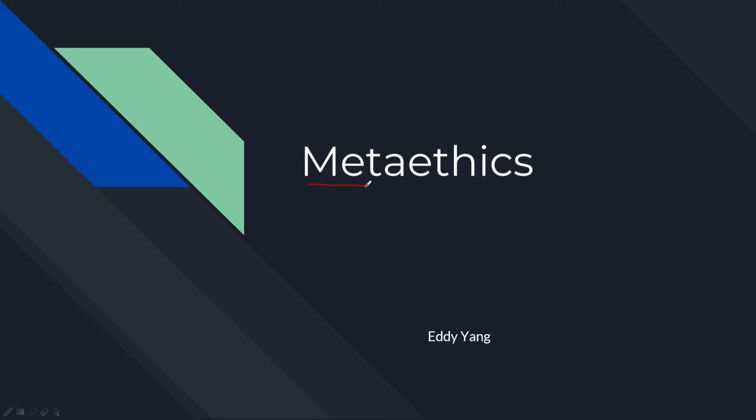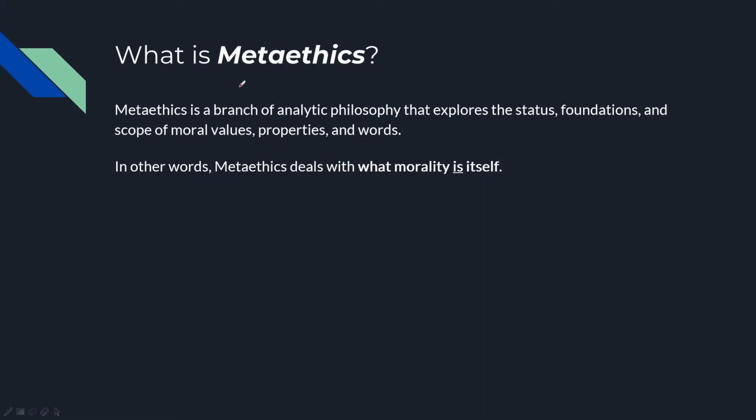Today, we will be talking about metaethics. First of all, what is metaethics? Metaethics is a branch of analytic philosophy that explores the status, foundations, and scope of moral values, properties, and words. In other words, metaethics deals with what morality is itself. Last time, we talked about ethics, which deals with what is moral. Metaethics deals with what morality is.